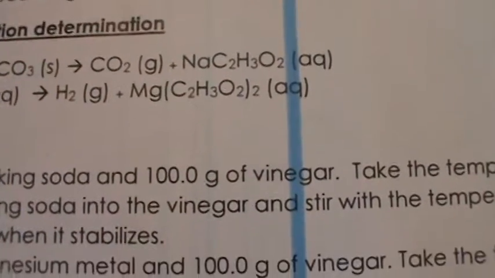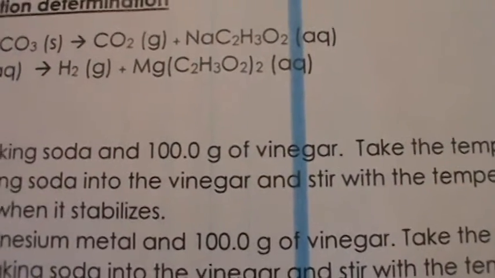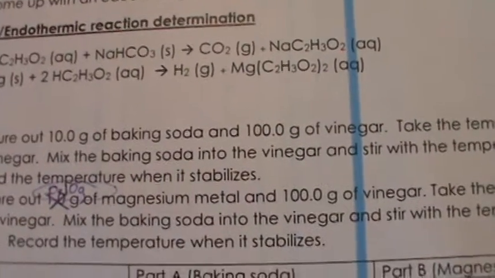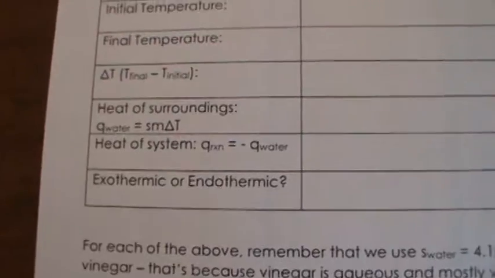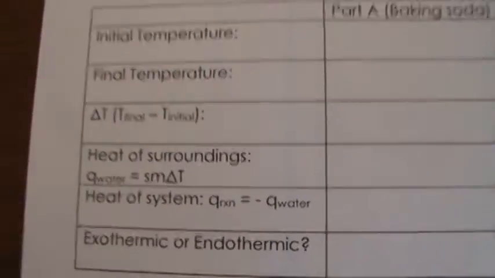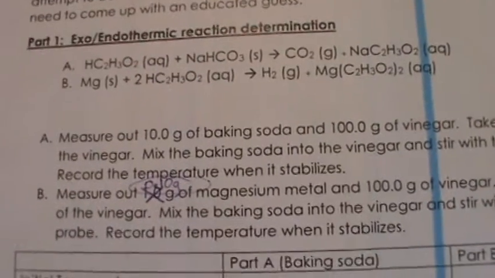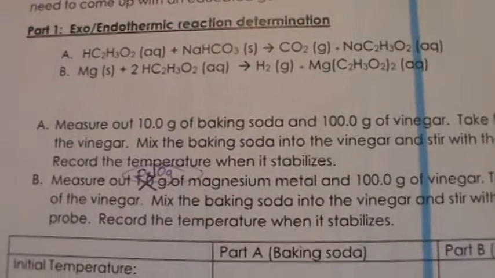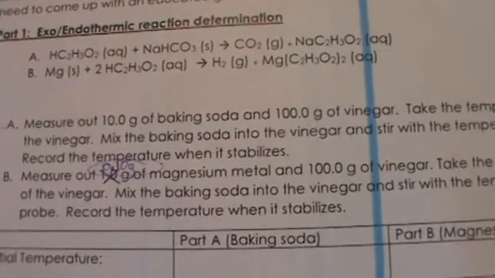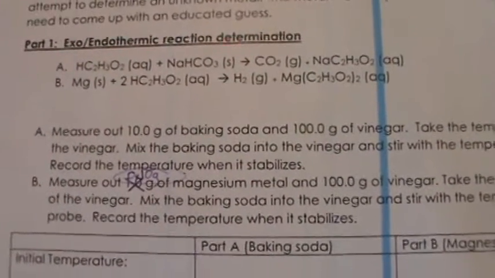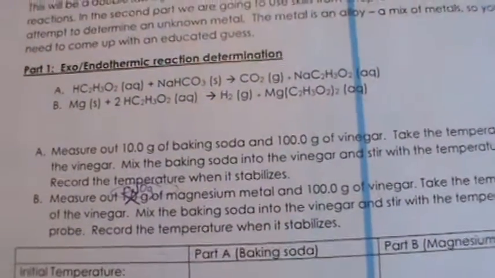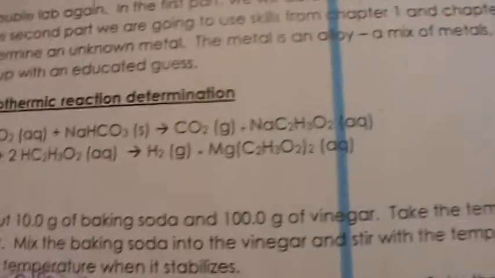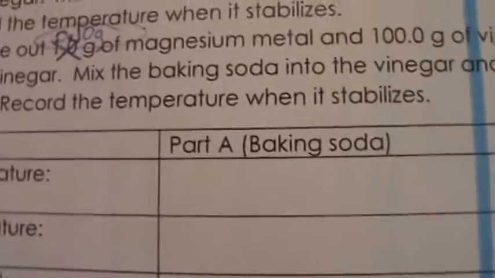So hopefully you've read the material for this week about system versus surroundings and about specific heat and Q. If you have not, you're not ready to do this. I'm not going to be explaining all of that in the lab. So if you haven't yet taken notes on this chapter, then before doing this lab, you need to go and take notes on the chapter. All right, so let's look at our first one, the part A, baking soda.